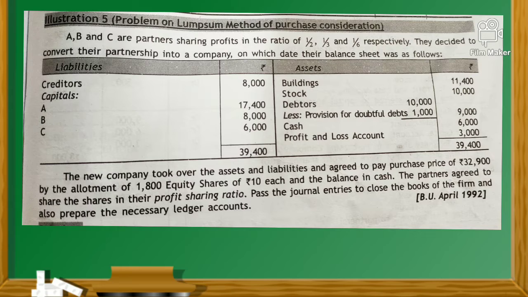Got the point? And the partners agreed to share in the profit sharing ratio. The ratio which they have given on the above line, on that basis they agreed to share the profit or losses. Pass the journal entries in the books of the firm and also prepare a ledger account, that is, the realization account. Now let us do the problem.